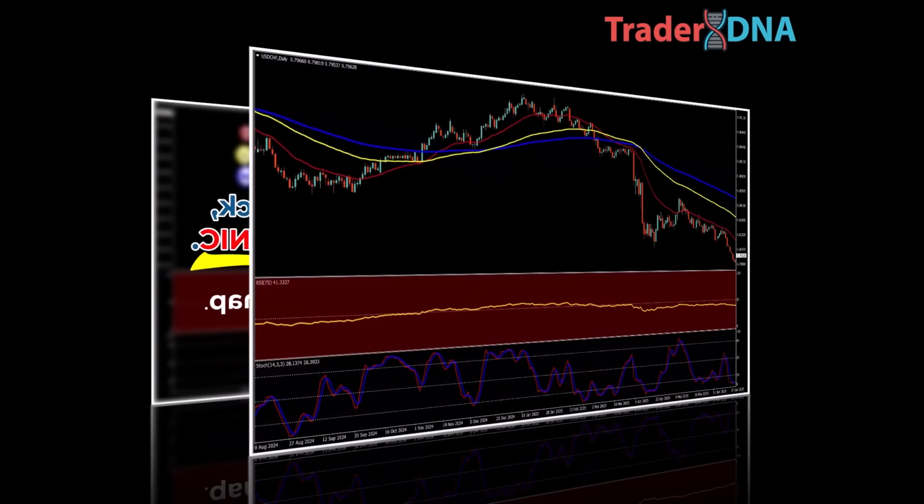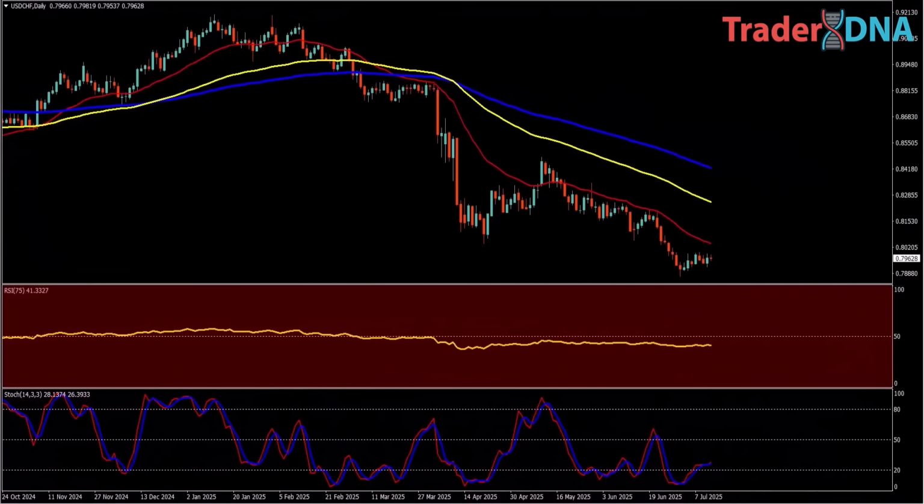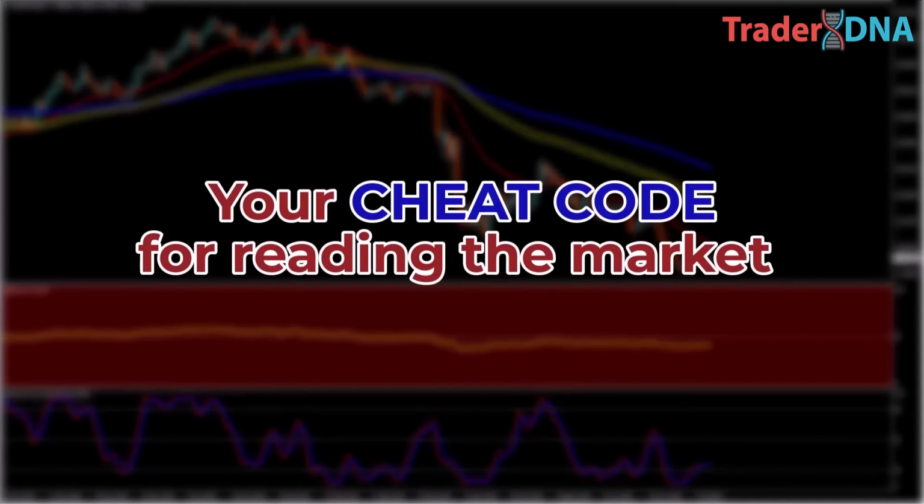All right, listen up, because this part right here could literally save your entire trading account from blowing up. I'm not even joking. This is where we make sense of everything we've just learned. So get ready, because this is your cheat code for reading the market like a pro. Here's what you need to lock into your brain.